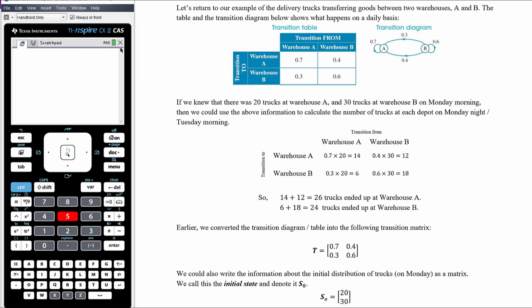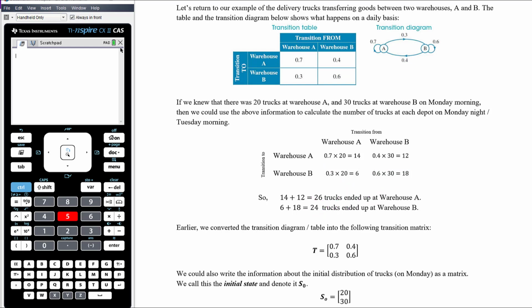And so in terms of the trucks that will end up at warehouse A, there's the 14 trucks that started at warehouse A and will stay at warehouse A, and the 12 trucks that started at warehouse B and will end up at warehouse A. So in total, 26 trucks end up at warehouse A. In the morning there were only 20, but by the end of Monday or Tuesday morning there will now be 26 trucks at warehouse A. We also know that 6 trucks move from warehouse A to warehouse B, and 18 trucks started at warehouse B and stay at warehouse B, and so there are 24 trucks in total that will end up at warehouse B after one day. Okay.